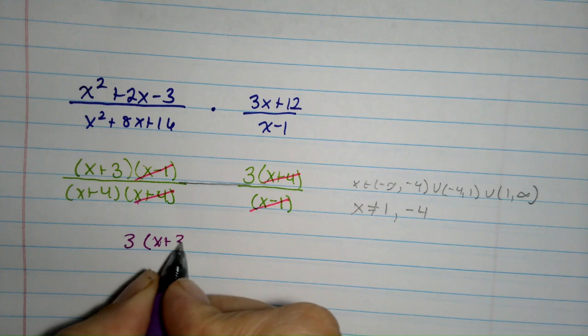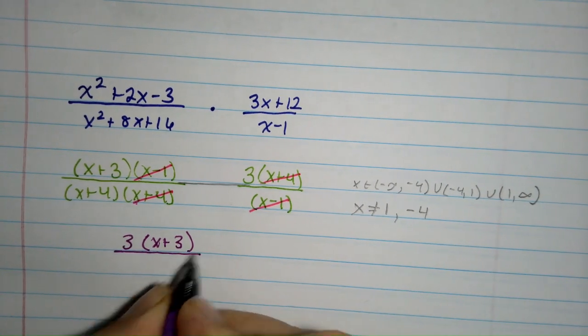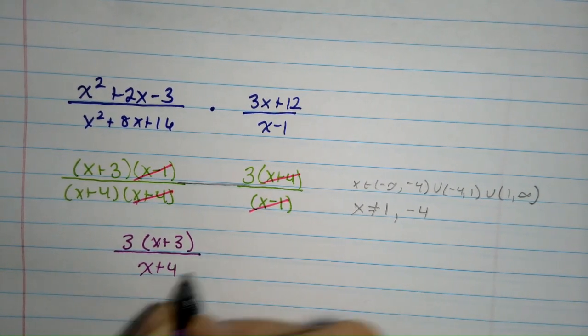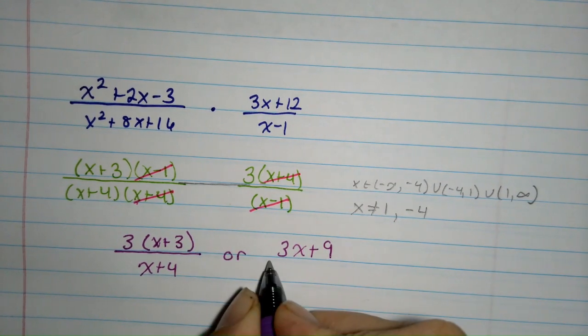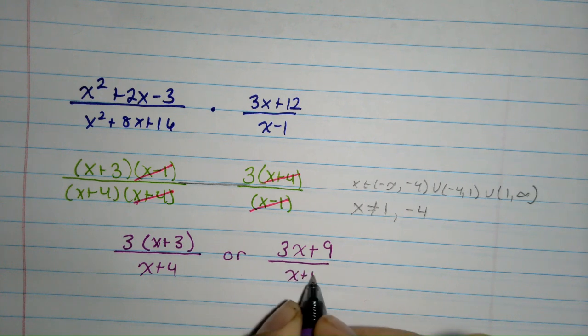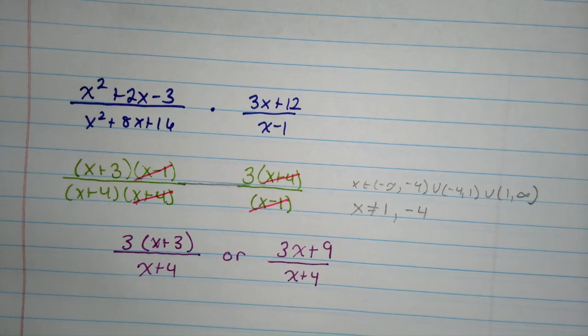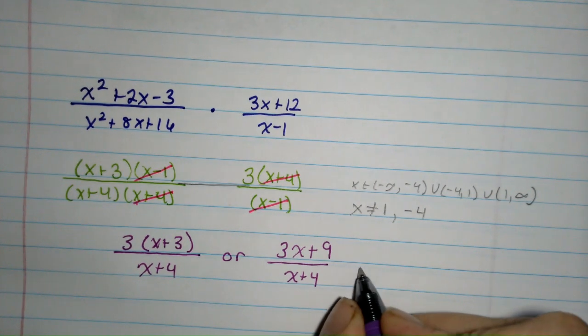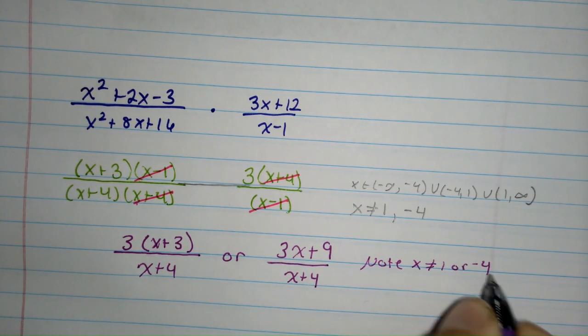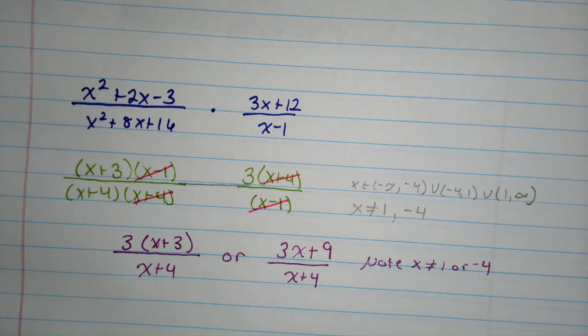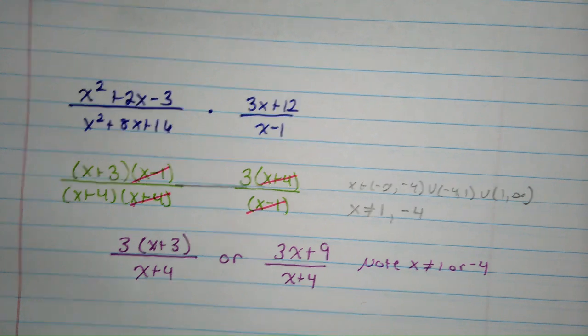3 times x plus 3, just because I thought it looked prettier to write the 3 in front, over x plus 4. Or, if you really felt like it, you could go ahead and distribute. I would accept either in my classroom. And then we note x cannot be 1 or negative 4. So the equals sign with a slash through it means cannot equal. Okay, so multiplying fractions, not so bad if you can factor.